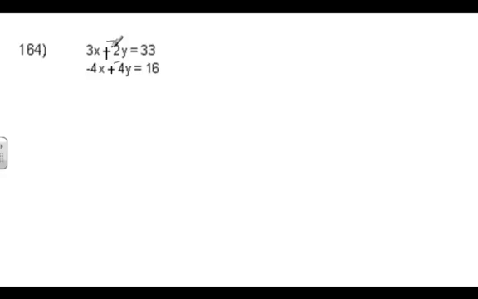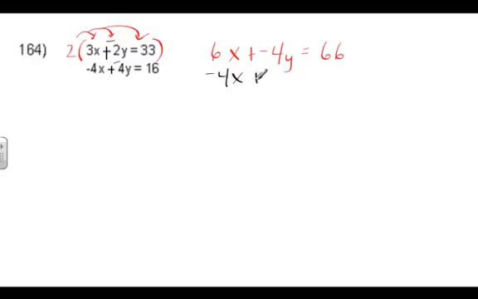So obviously this 2 can be changed into the 4, can it? Yes. How do I do that? Multiply everything by 2. So that means I have to multiply everything in that equation by 2. So now it's basically distributive property, and then I rewrite it. So I have 6x plus negative 4y equals 66. And in the other one, I still have my negative 4x plus negative 4y equals 16.